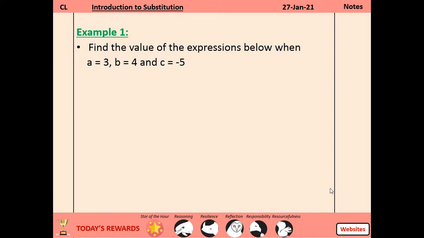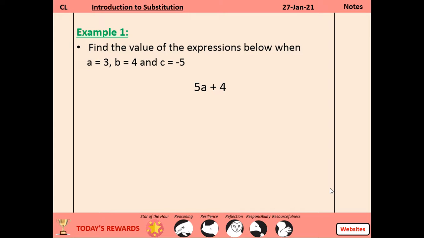All right, let's look at this example here. Sometimes it says find the value of the expression below when a is equal to 3, b is equal to 4, and c is equal to minus 5. So this is an expression, right? Remember we said an expression hasn't got an equals sign. It involves variables with numbers. So all I'd like you to do is pause the video and have a look at this one, please.